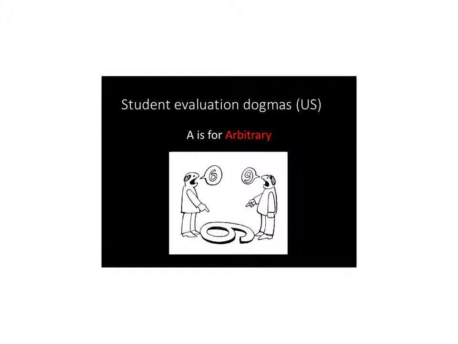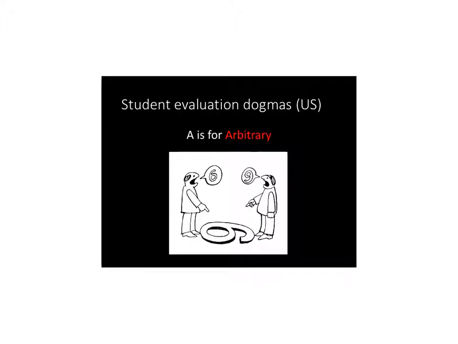Okay, so what we're getting at then is letter grading is one of many student evaluation dogmas, at least in the US. And I'm going to argue for the purposes of this that A stands for arbitrary. I don't know what A is supposed to stand for, but there's a big issue with letter grading.